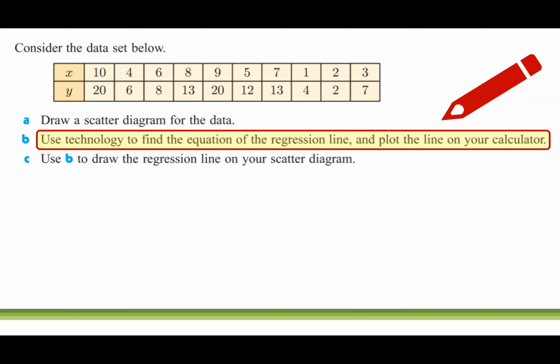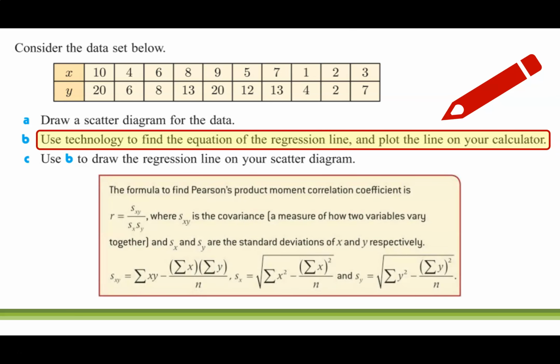So it says use technology to find the equation of the regression line. Right, we're going to do it manually, and I'm going to use this formula to show you how. So I've got a random data field. It's not connected to any sort of reality-based topic, no hypothetical like children throwing a discus or anything like that.